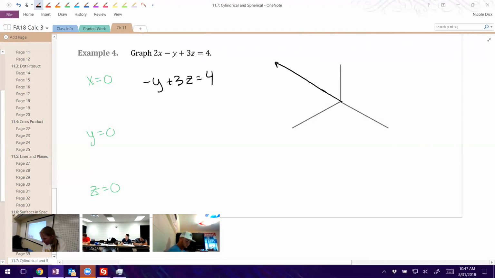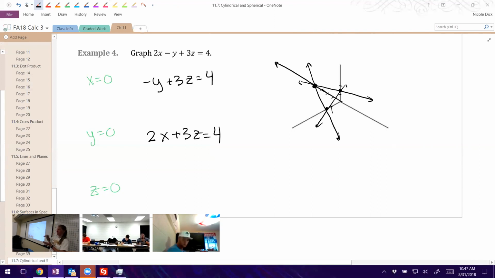So if y is a -4, z would be 0. And if z was 4/3, y could be 0. So somewhere around here. If we try when y equals 0, we'll have 2x plus or minus 0 plus 3z equals 4. So still, if z equals 4/3, we get 0, which makes sense. But now if x equals +2, we'll also get another point. And then the last one we can go back and check, but it's just going to cross through right here.